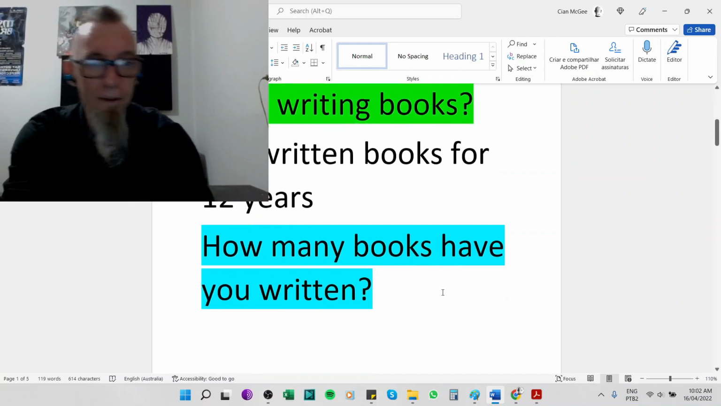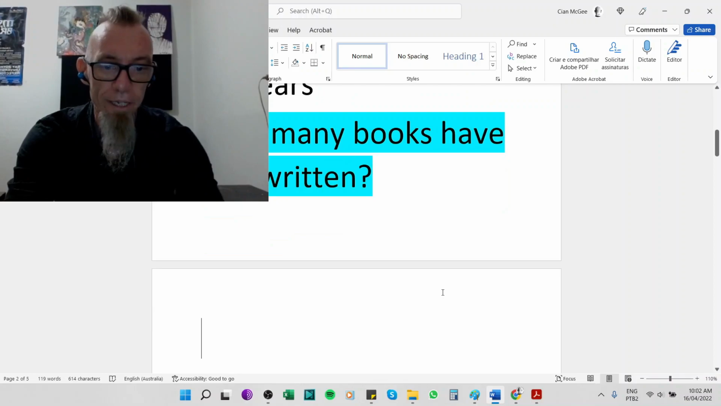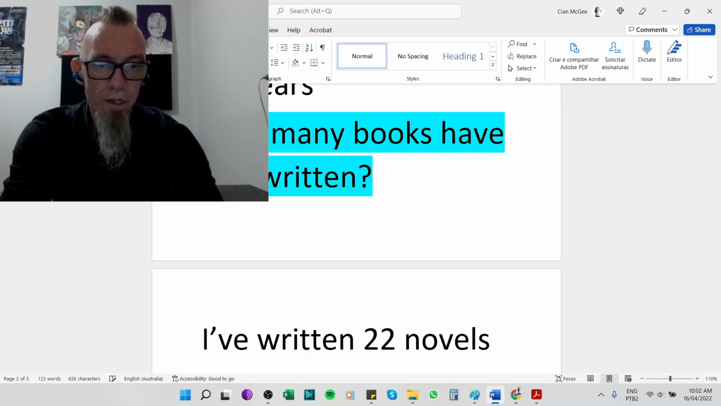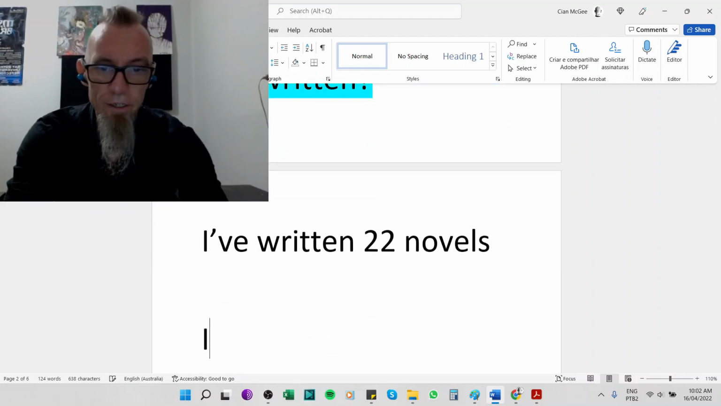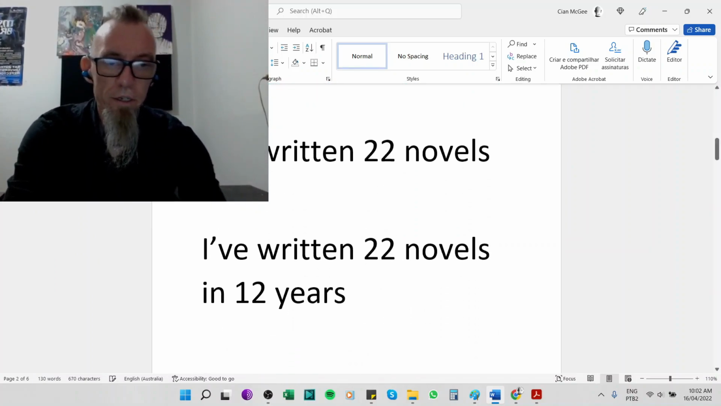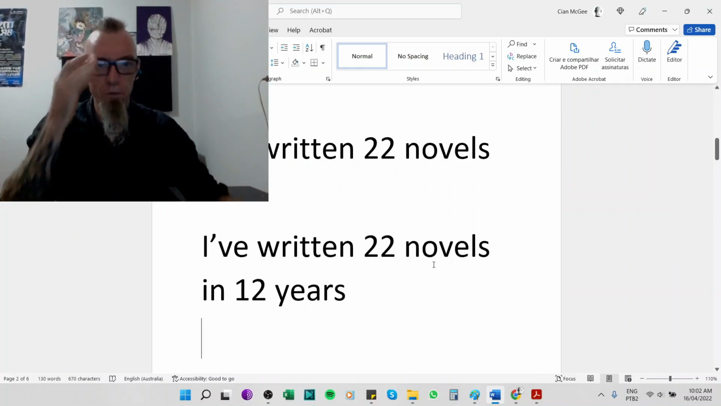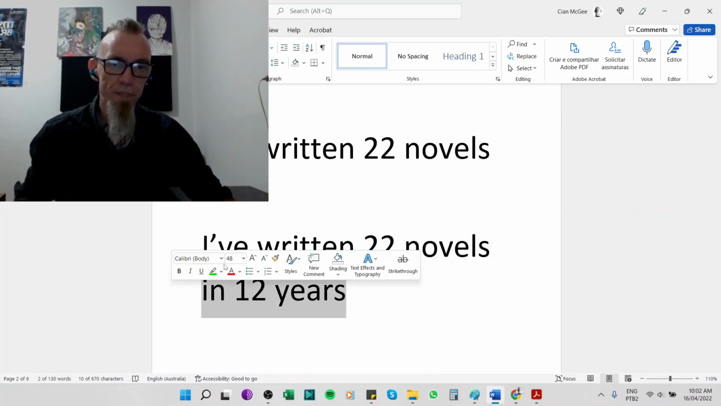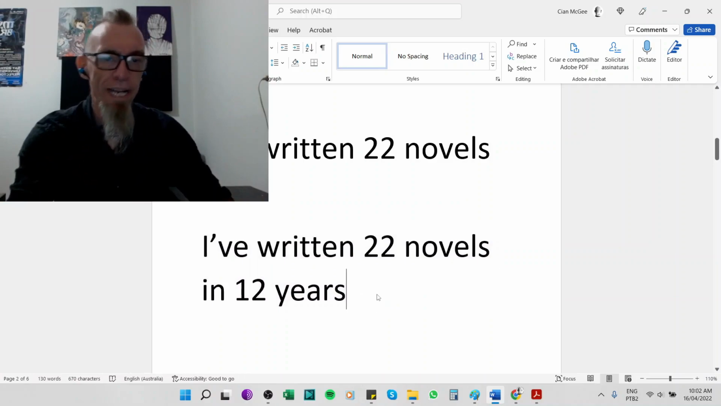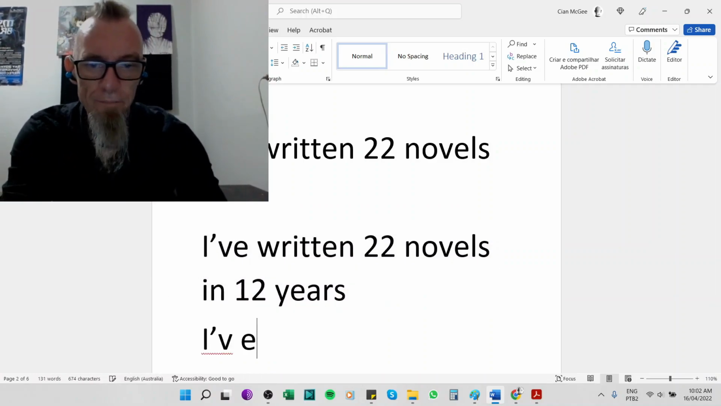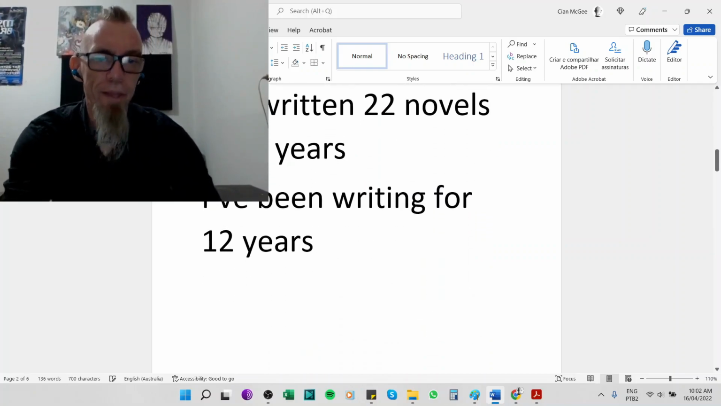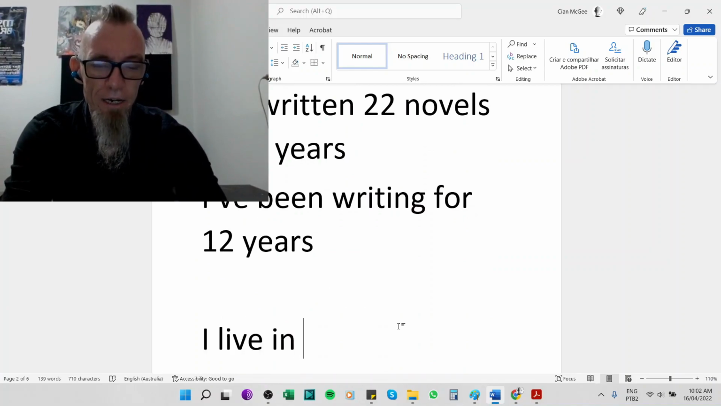Together, we get an understanding of, once again, the dimension of a person, the hero complex. I've written 22 novels. So together, we could say, well, I've written 22 novels in 12 years. And there we get the dimension of the person. We get the output with the time. And we can have it as one sentence, or we could say, I've written 22 novels and I've been writing for 12 years. We can do that with everything. I live in Brazil.